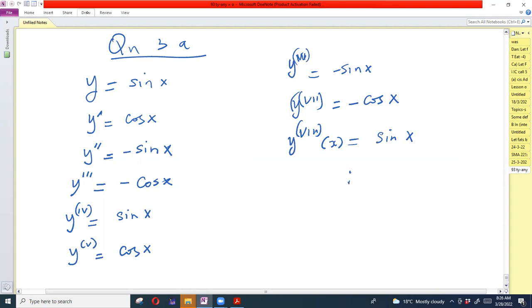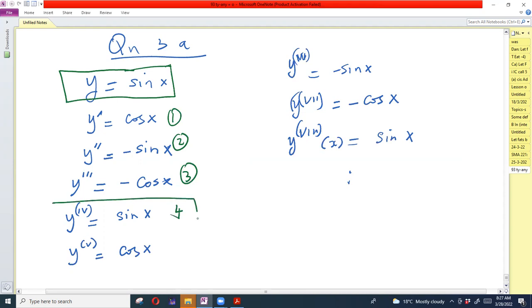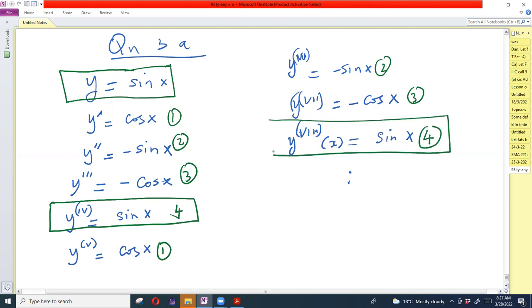So we say this was the original function, sine x. Now after one step, second step, third step, and then fourth step, we are getting the same function sine x. And so it tells us even if we go to the next, after another 4 steps, we'll also get sine x. So therefore, the derivatives of this function are actually cycling or repeating. The value of the function itself is repeating after 4 steps of differentiation.